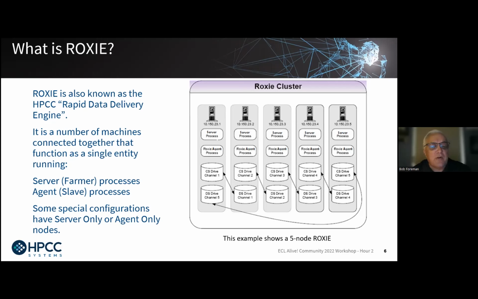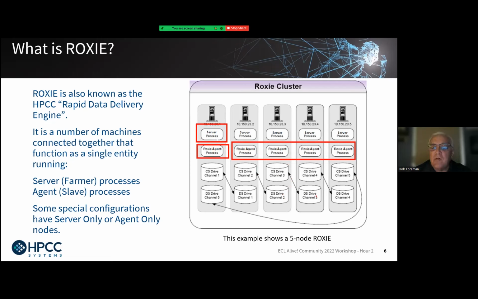Once the query is received, the server on that particular node contacts the agent. The agent on that node then communicates with other agents in ROXIE to determine what data needs to be retrieved. And just like Thor, ROXIE uses a distributed data method. So the server contacts the agent, the agent contacts the data channels, and they return the information.